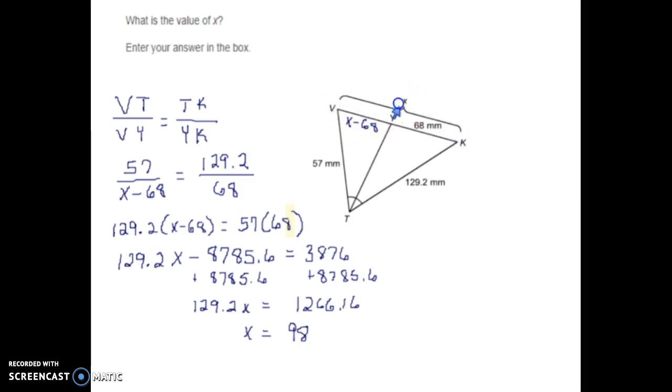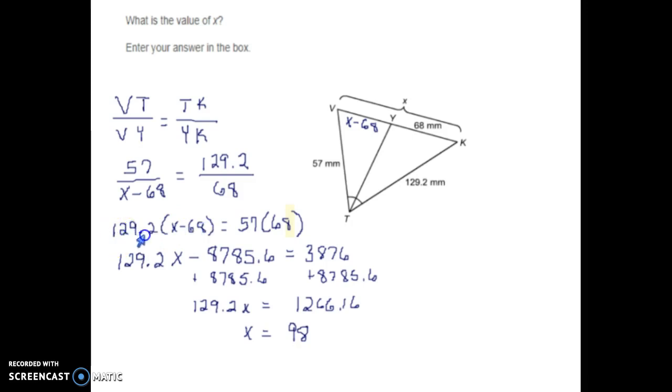They told us this was x. So this segment right here would be x minus 68. So now we have all of our pieces to plug into the ratio. So we've got 57 over x minus 68 is equal to 129 over 68. So here we can just cross multiply. And when we cross multiply, make sure that you distribute this to both terms.